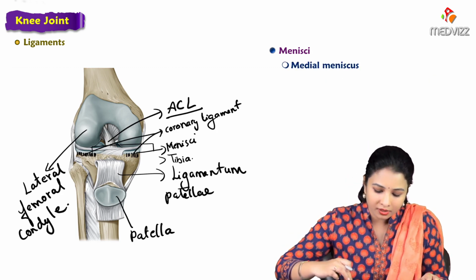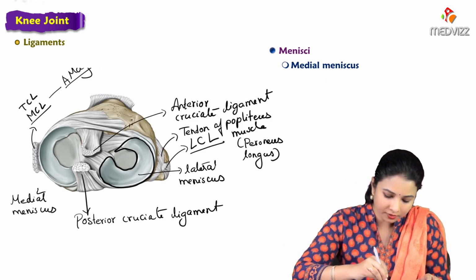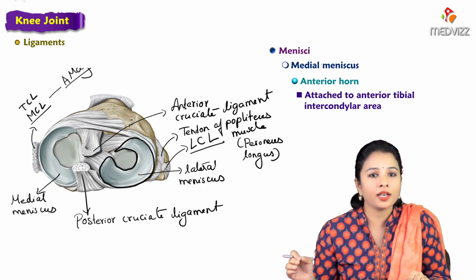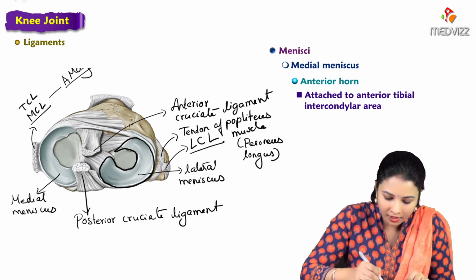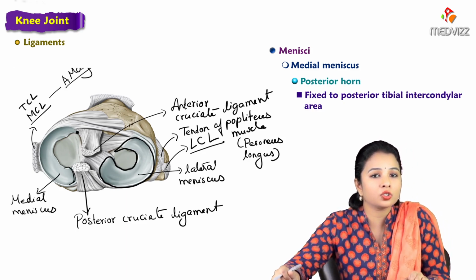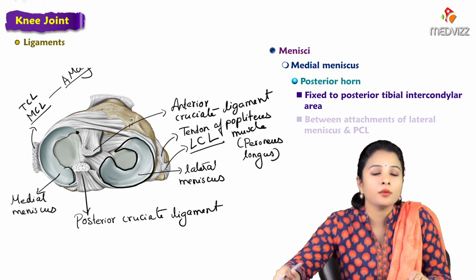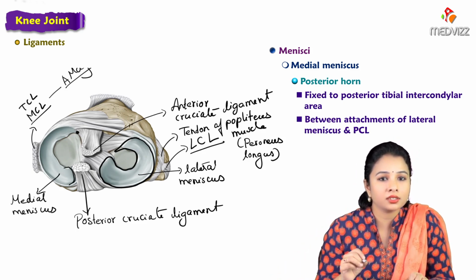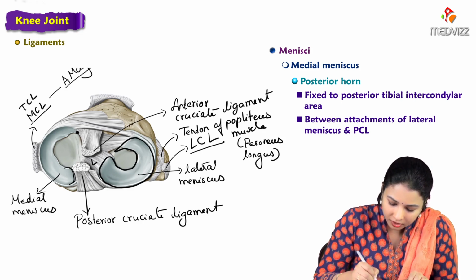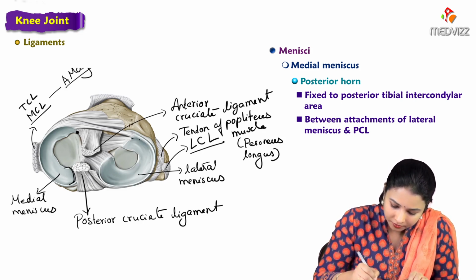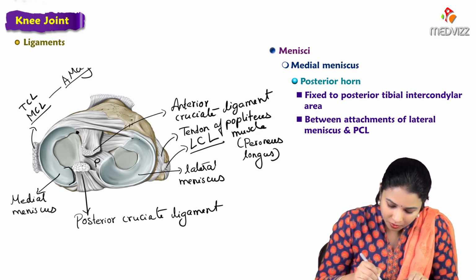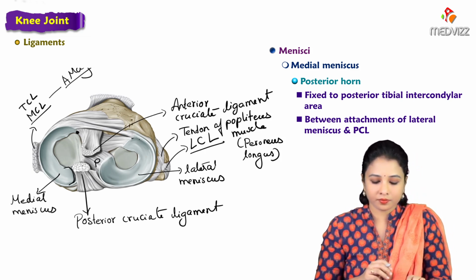Coming to the medial meniscus, here is the medial meniscus. The anterior horn of the medial meniscus is attached to the anterior tibial intercondylar area. The posterior horn is fixed and attaches to the posterior tibial intercondylar area, between the attachment of the lateral meniscus and the posterior cruciate. Here is the posterior horn of the lateral meniscus, this is the posterior cruciate ligament, and in between we see the posterior horn of the medial meniscus.